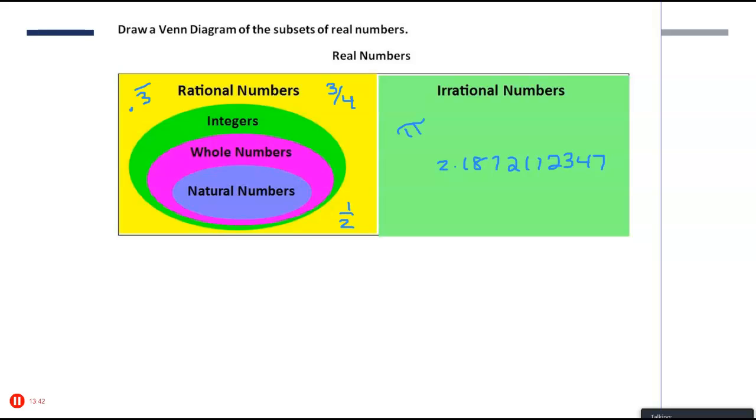So like -3. Can't I technically write -3 as a fraction? How could I write -3 as a fraction? Put it over, not 0, 1. So -3 could be considered rational if you wrote it over 1, but it's still an integer.